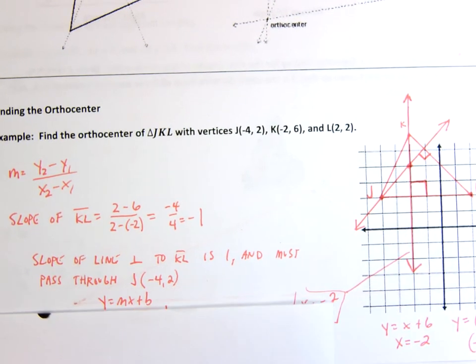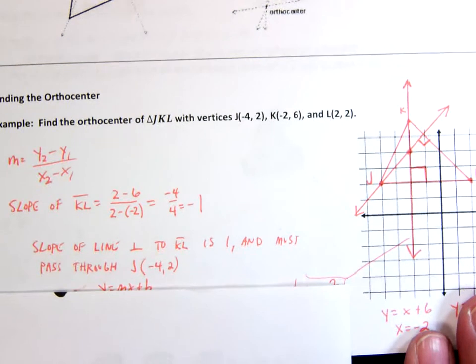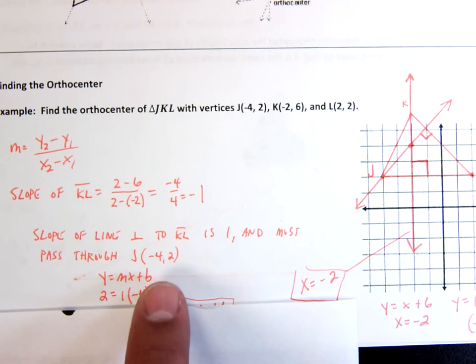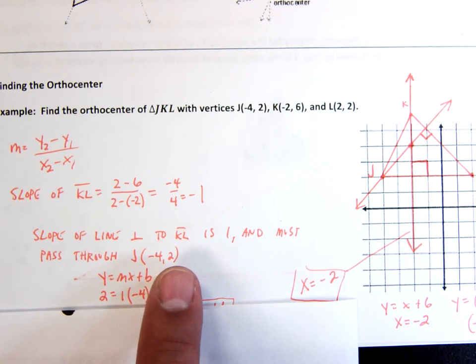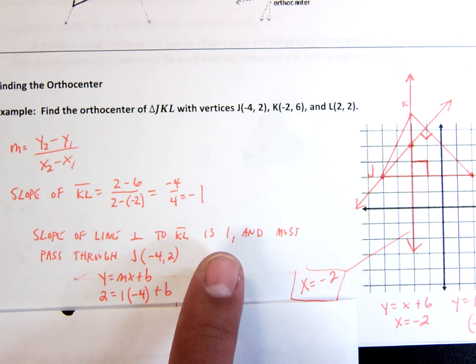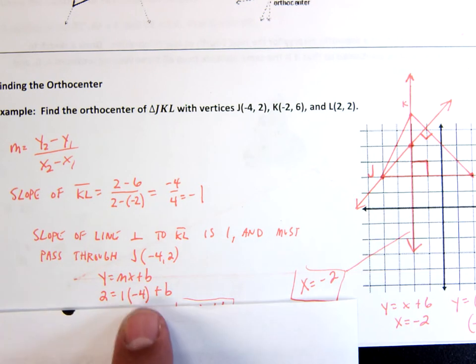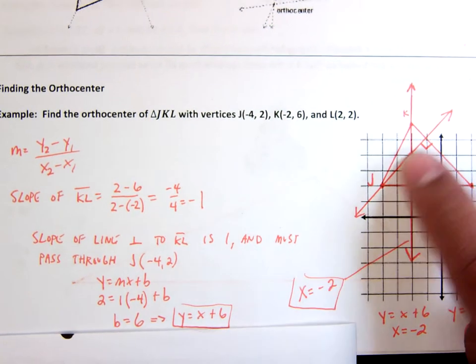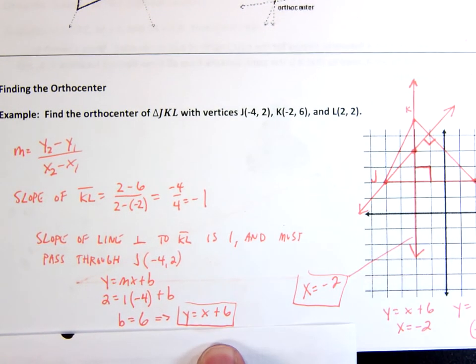So I have y equals mx plus b. I want an equation. But I know what y is because I'm using this point. So y has to be 2. I know what m is. M has to be 1. We just said the slope was 1. I know what x is. We said we're using this point. So 2 equals 1 times -4 plus b. That allows me to solve for b. b is equal to 6. So my equation of this line is y equals x plus 6. The equation of that one is x equals -2.